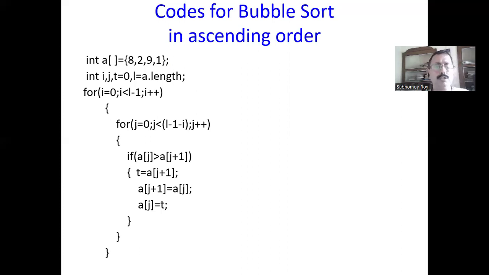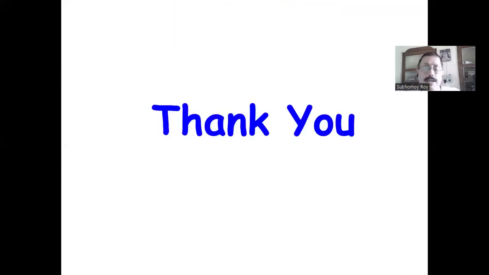T equals aj plus 1. So if aj is greater than aj plus 1, since we are performing ascending order sorting. If you are asked to perform descending order, just change the sign: aj less than aj plus 1 in case of descending order. But in case of ascending order, it is aj greater than aj plus 1. Then t is a temporary variable. So using the temporary variable, those two values positioned at aj and aj plus 1 are being interchanged. After all, you have to display the final array. So this is what we have done so far.